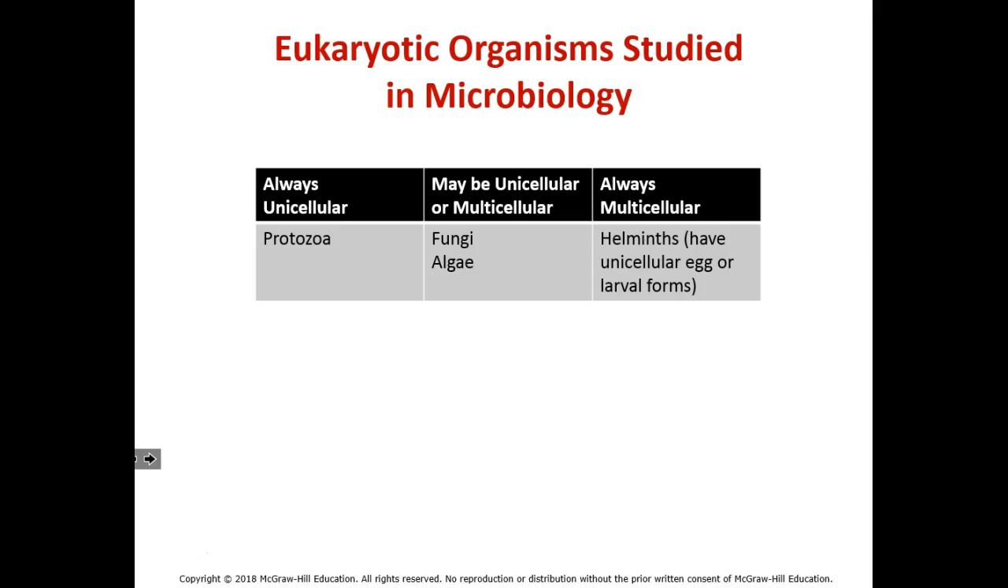In microbiology, we're going to study eukaryotic organisms that are always unicellular, such as protozoa. Some that may be multicellular or unicellular, the fungi and the algae. And always multicellular are the helminths. Helminths have unicellular egg or larval forms. What is a helminth?